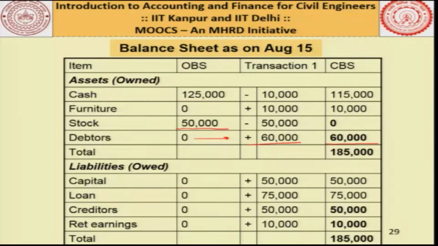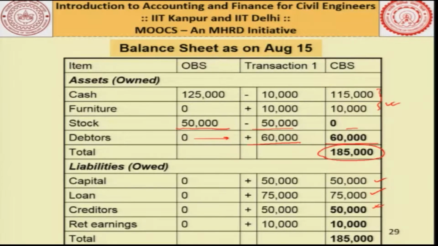All my stock was sold out. So whatever bricks I had, I sold them all. So this stock is now 0. There is no change in cash, there is no change in furniture. So if you add it up, it comes to 185,000. What is happening on the liability side? There is no change in capital, no change in loan. Creditors, there is no change because I am yet to pay them.